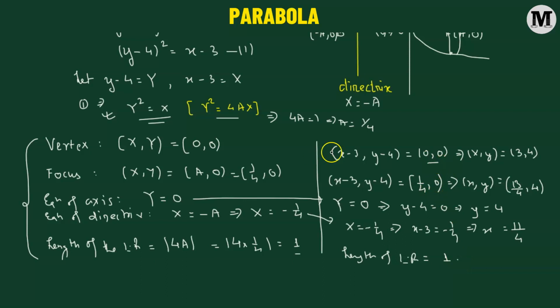So these are the coordinates of the vertex. We have the coordinates of the focus. We have the equation of the axis, y equals 4, the equation of the directrix, x equals 11/4, and the length of the latus rectum given by 1.